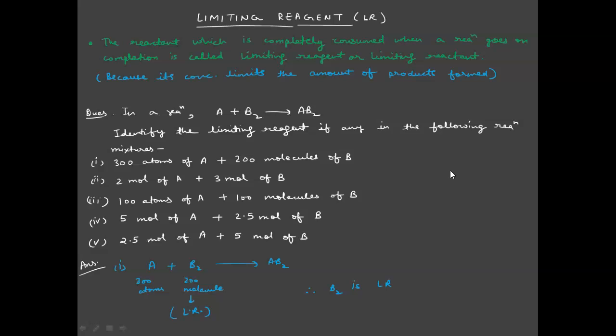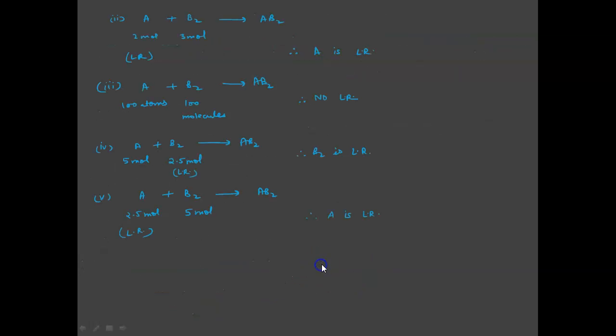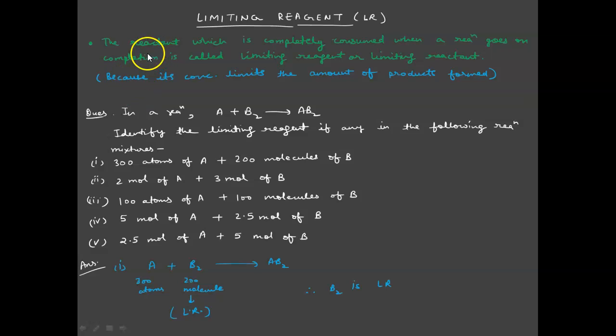The reactant which is present in lesser amount and gets consumed after some time, that is, which limits the amount of product formed, is called limiting reagent. The reactant other than the limiting reagent, the other reactant which is in somewhat excess, is called excess reagent. So here we have the definition of limiting reagent or limiting reactant.